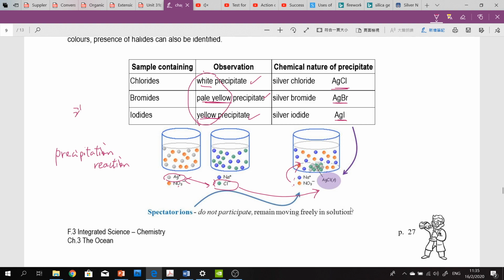Precipitation, we call that 沉澱. We call the precipitate 沉澱物. Okay, so this is what we would like to talk about in this part.